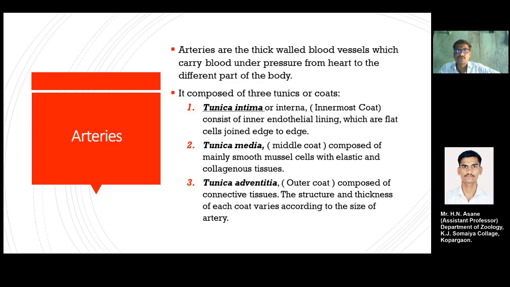First is the tunica intima or tunica interna, the innermost coat. It consists of an inner endothelial lining, which are flat cells joined edge to edge. The second layer is the tunica media, or the middle coat, composed mainly of smooth muscle cells with elastic and collagenous tissues. Then the tunica adventitia, the outermost coat, composed of connective tissues. The structure and thickness of each coat varies according to the size of the artery.